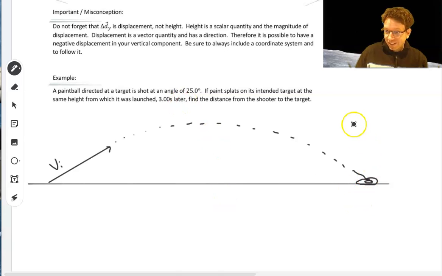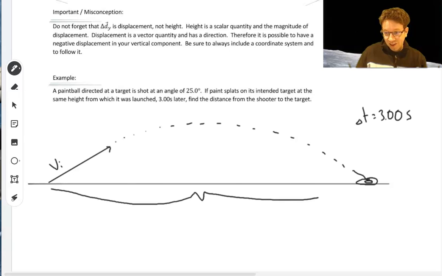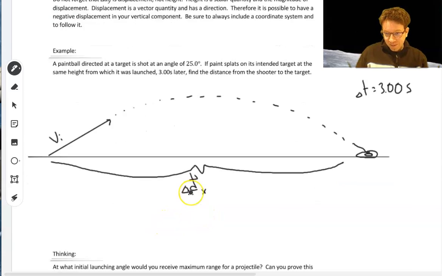3 seconds later, so we know what time is. Time equals 3 seconds. Find the distance from the shooter to the target. So this entire distance here is our horizontal distance, delta dx, which if you remember, we also called range. So that's what we want to find out. We want to find out the range. So let's make our little chart.